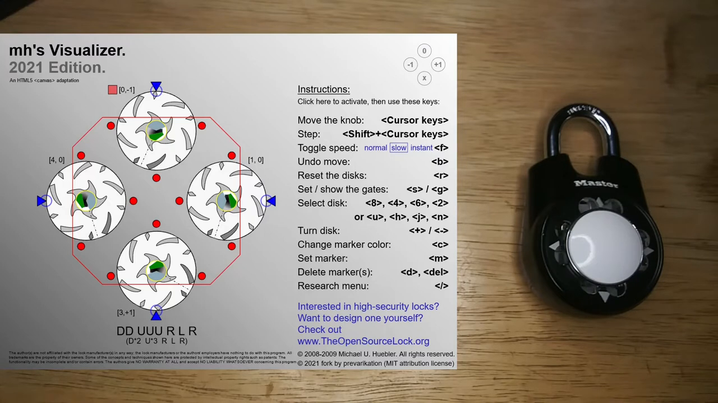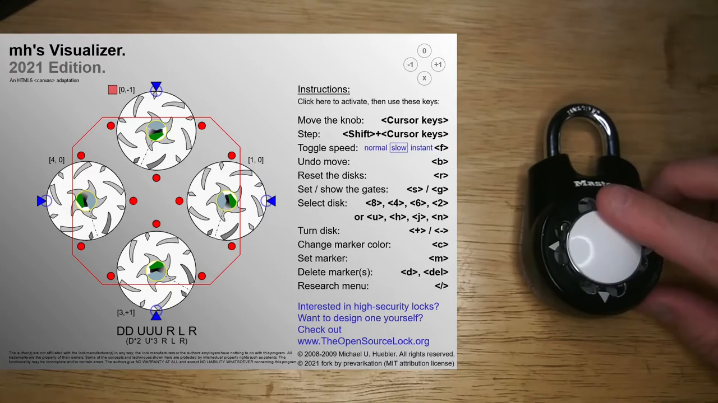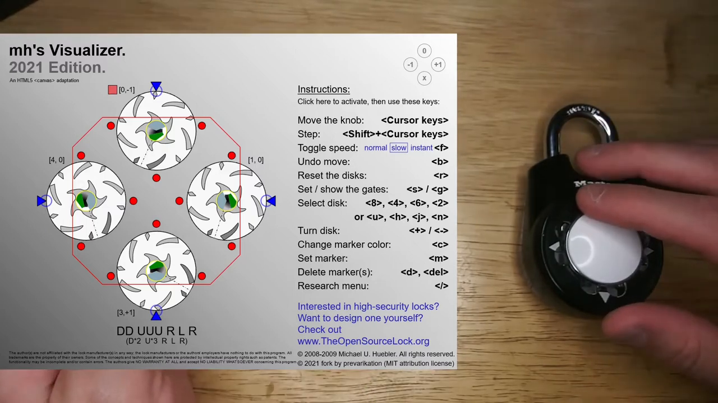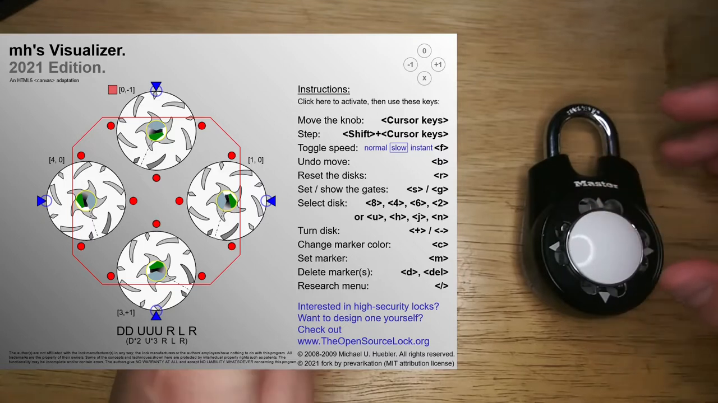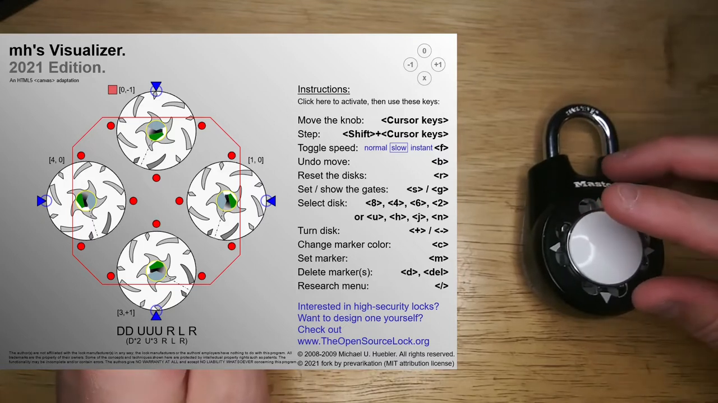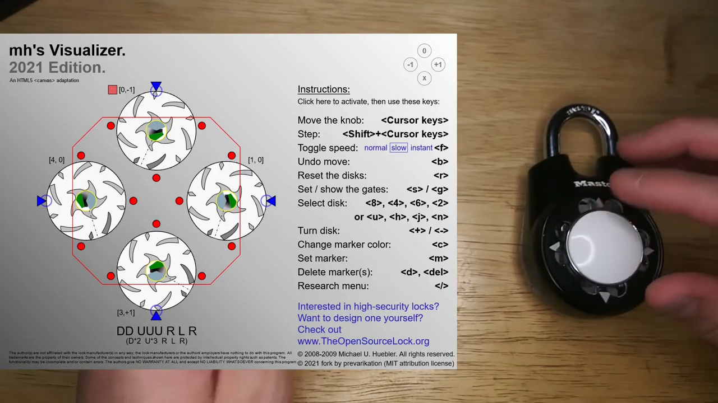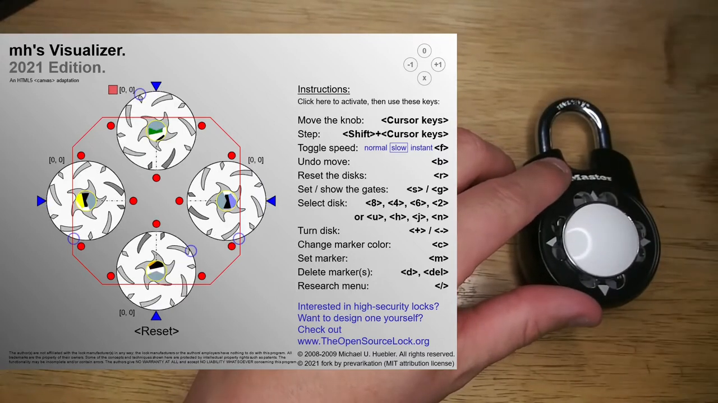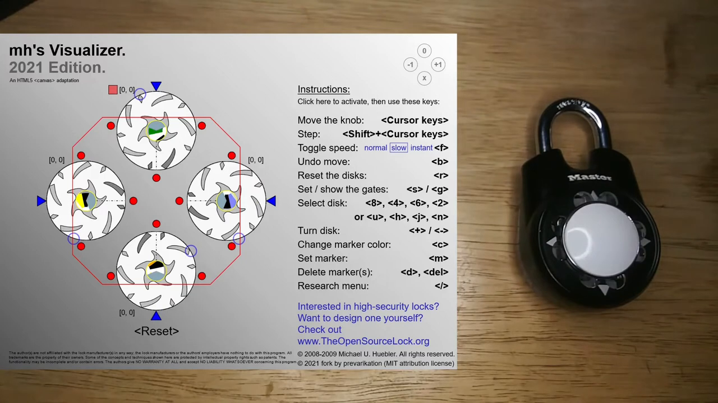I'm going to reset, and now we'll attempt to find a working combination for this lock from scratch. I'm going to attempt to do the same thing in the visualizer that I do on the physical lock. I would pay more attention to the visualizer because of the challenges in lighting the interior of this lock. And we are now reset.